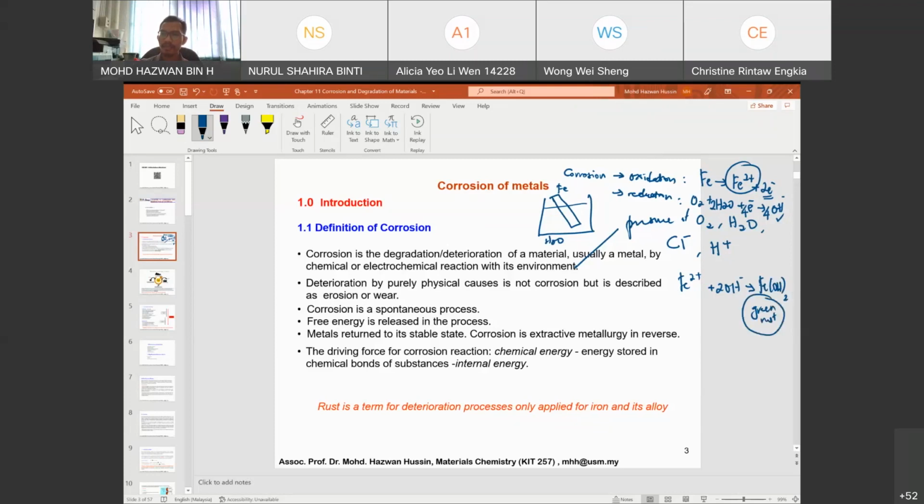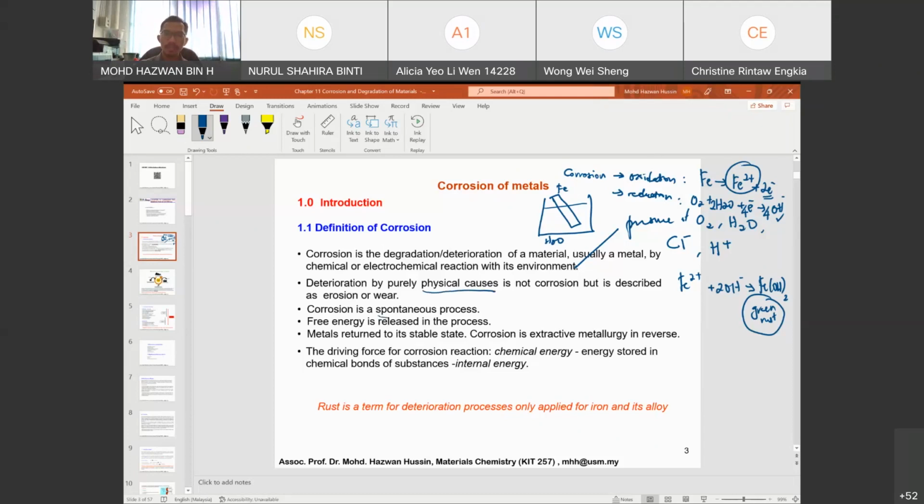Deterioration by purely physical causes is not corrosion but is described as erosion. So deterioration, penghancuran, of a material due to physical causes, for example a scratch. So this is known to be erosion, not corrosion. Hakisan. Okay. The corrosion process is a spontaneous process.